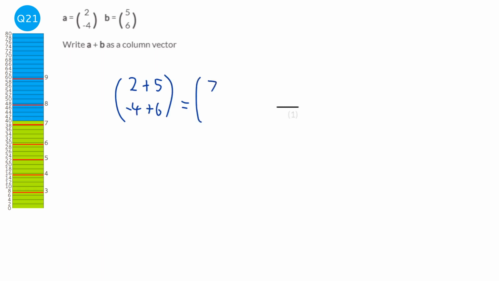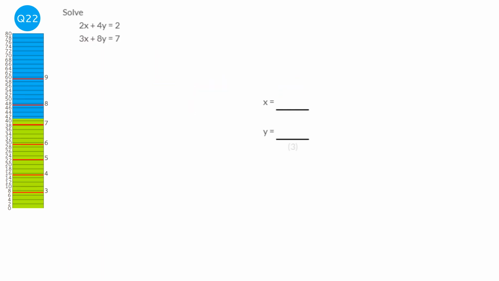2 plus 5 is 7, minus 4 plus 6 is 2. So our answer will be 7, 2. Here we notice with the simultaneous equations, the coefficients of the x are different and the coefficients of the y are different. But if you look at the coefficients of the y, they are similar, because we've got a plus 4 here and a plus 8 here.